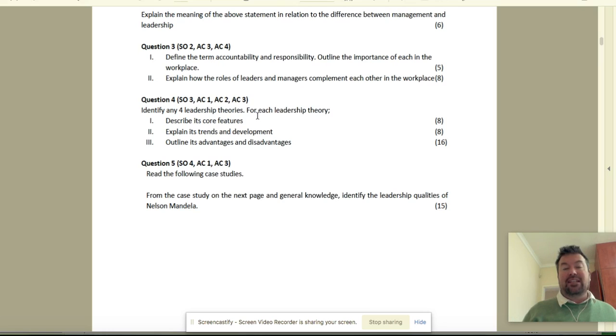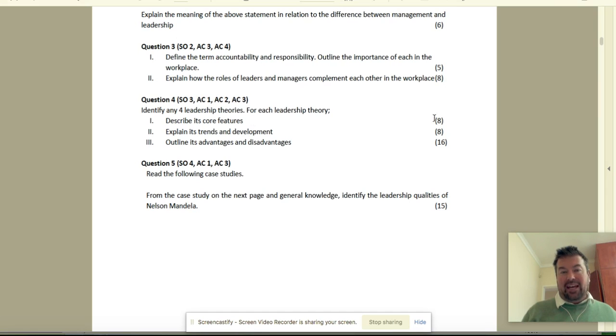Now, this says identify the 4 leadership theories, and for each leadership theory, describe its core features, its trends and development, and its advantages and disadvantages. Now, each theory is obviously a lot of content. So if you went to page number 47, and that's where it started, you will see that we spoke about trait leadership, about transformational leadership, about transactional, visionary, and servant leadership. So you need to choose 4, any 4 of those. Then describe its core features.